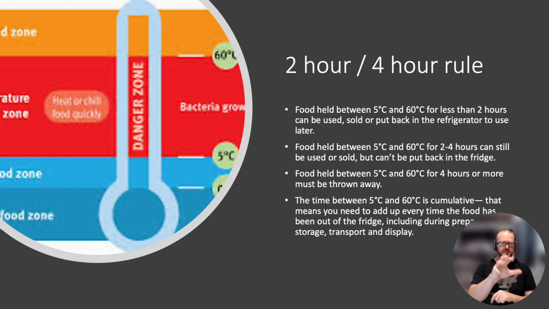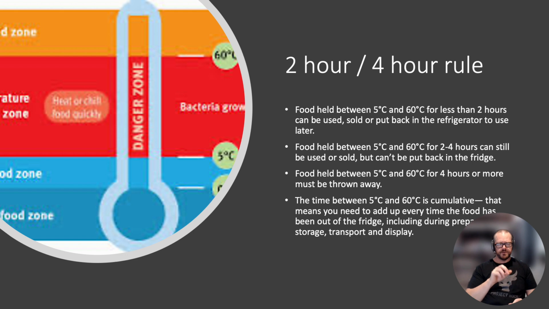And it revolves around, as you can see in those four points, 5 degrees and 60 degrees. It's okay to have food in the danger zone, the temperature range between 5 and 60 degrees, for less than 2 hours. It can be used, sold, or put back in the fridge to use later. That's when it's been in that temperature danger zone for less than 2 hours.